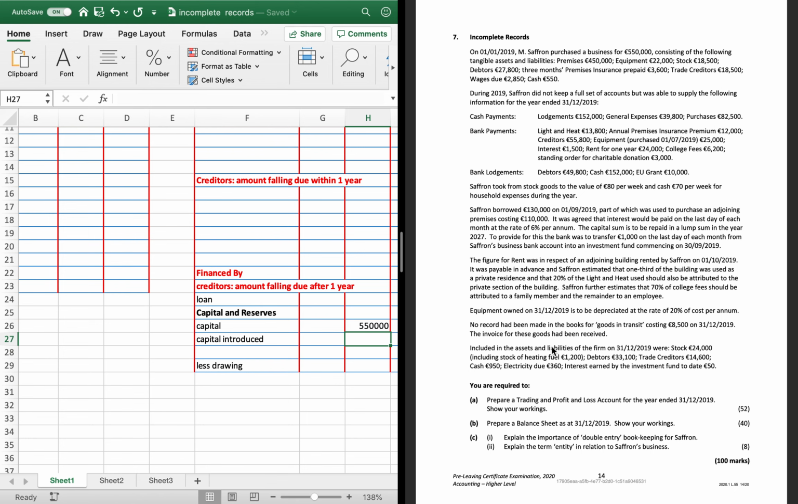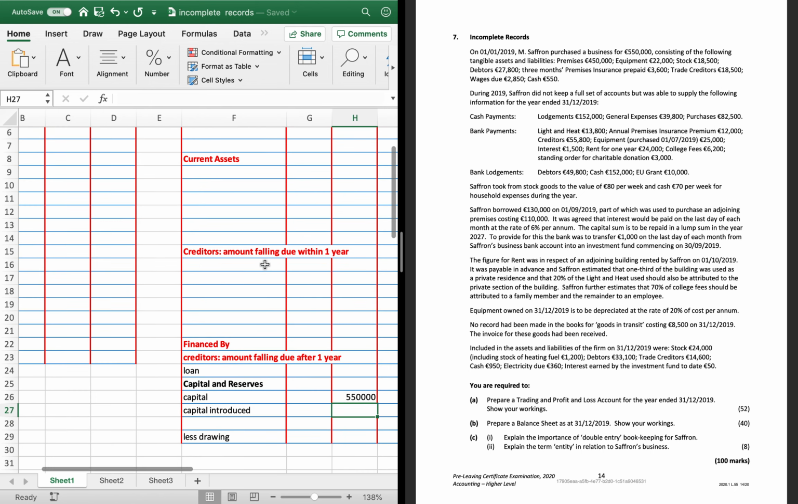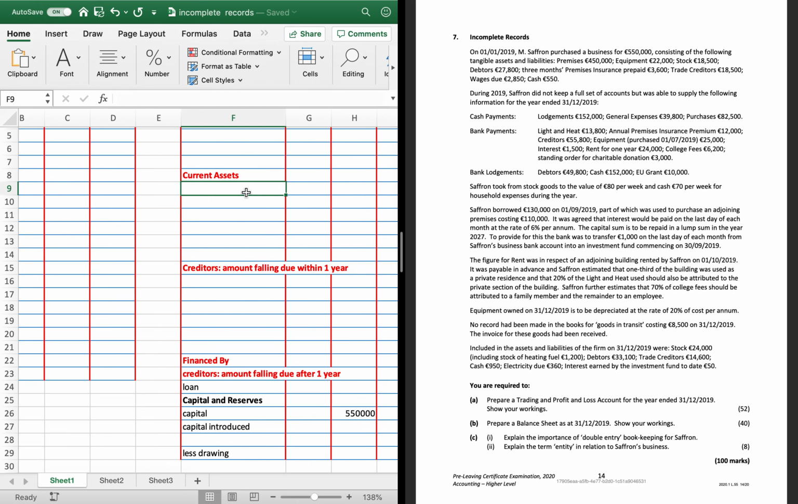Included in the assets and liabilities were stock, so I'll get that all into my balance sheet. Closing stock 24,000, including stock of heating oil 1,200. So that means we have to split that up. So that's 22,800 and stock of oil 1,800. Okay, so there's those two.